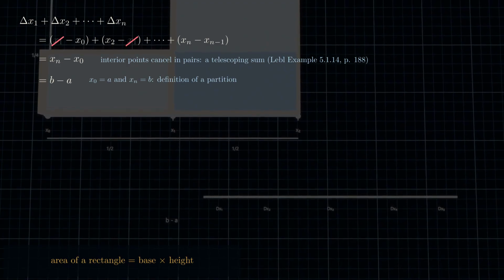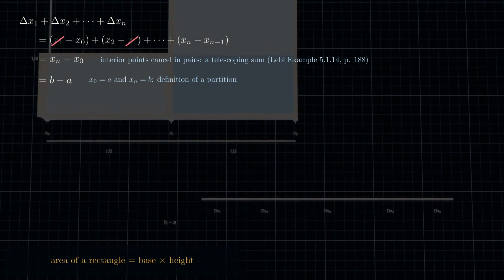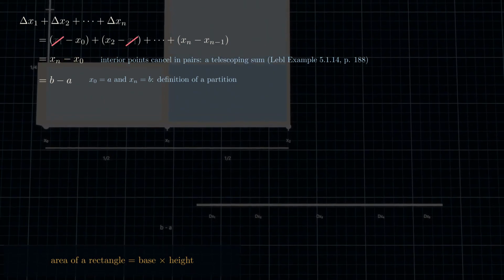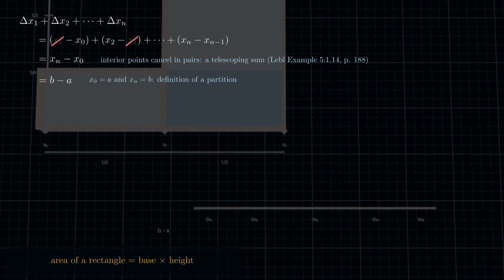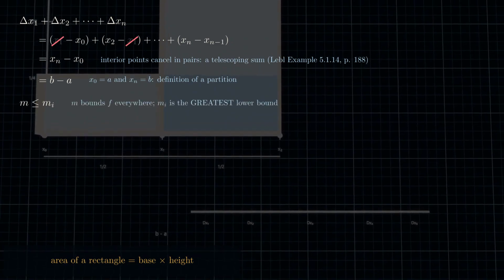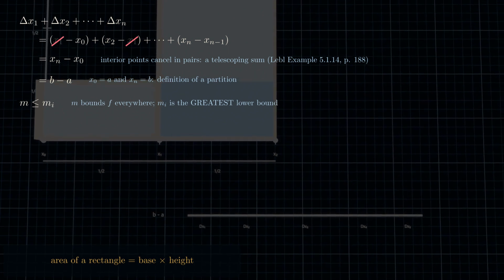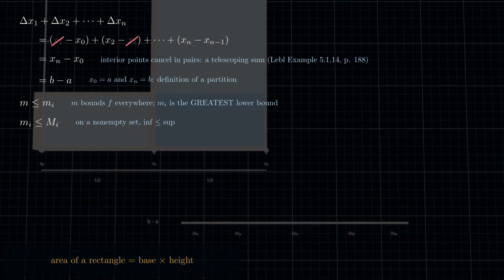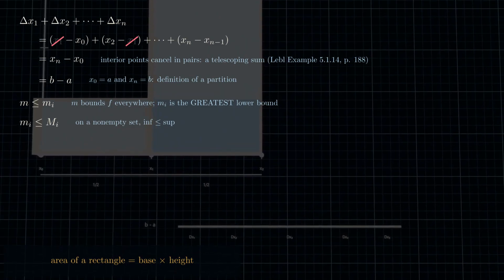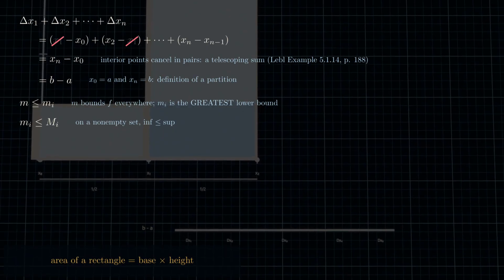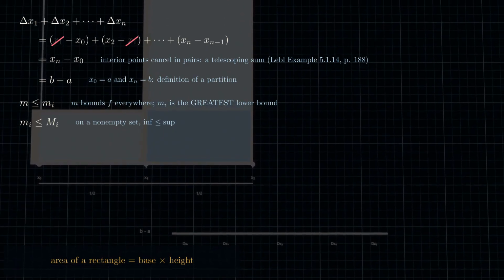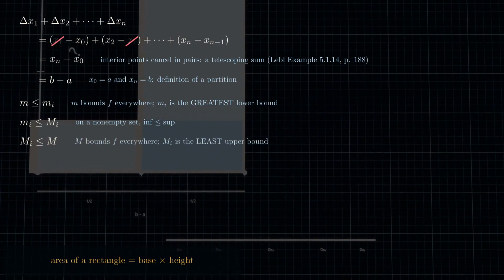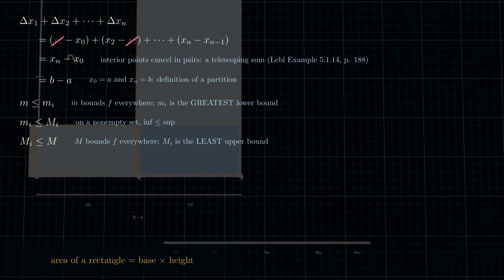Now the chain, link by link. Little m bounds f below everywhere, so also on strip i. m_i is the greatest lower bound there, so little m is at most m_i. Next, m_i is at most M_i, because on a non-empty set, an infimum never exceeds a supremum. And big M is an upper bound everywhere, so it is one of strip i's upper bounds. M_i is the least of those, so M_i is at most big M.